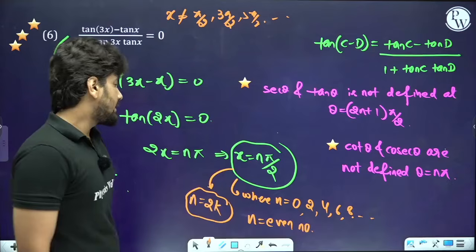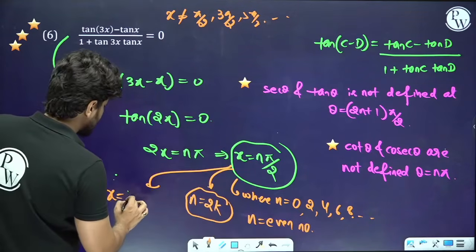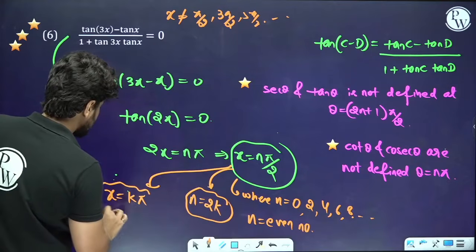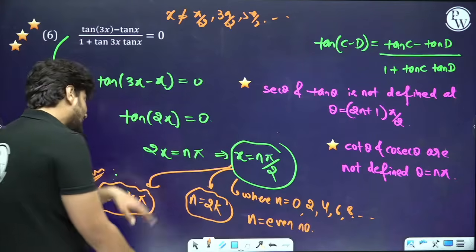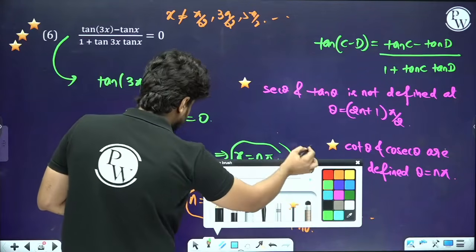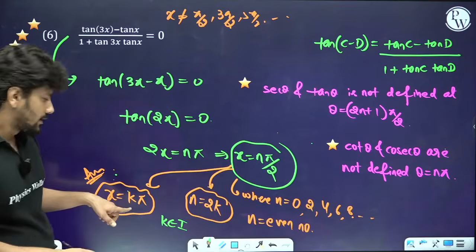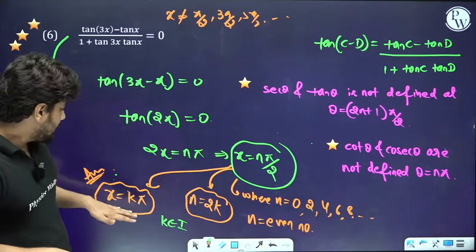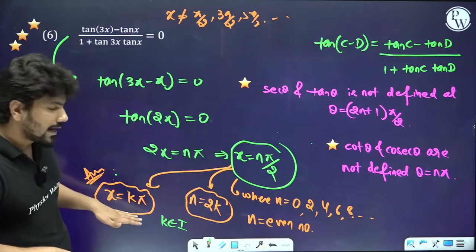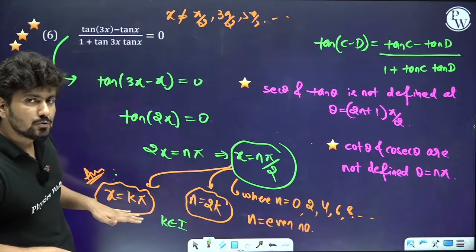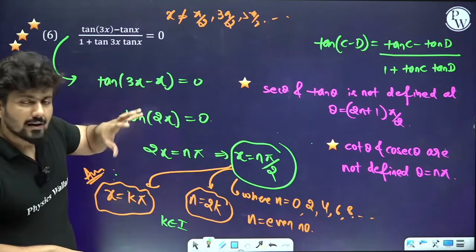So if I put n as 2k, I get the final solution as x is equal to 2k times pi by 2, which is k pi. This is our solution. This is our answer. X is equal to k pi, where k is any integer. Now I can put the value for k as 0 or 1 or 2 or 3 or 4 or anything. See, if I put k as 0, I get 0 only. At k is equal to 1, I get pi. At k is equal to 2, I get 2 pi, 3 pi, 4 pi. That works.